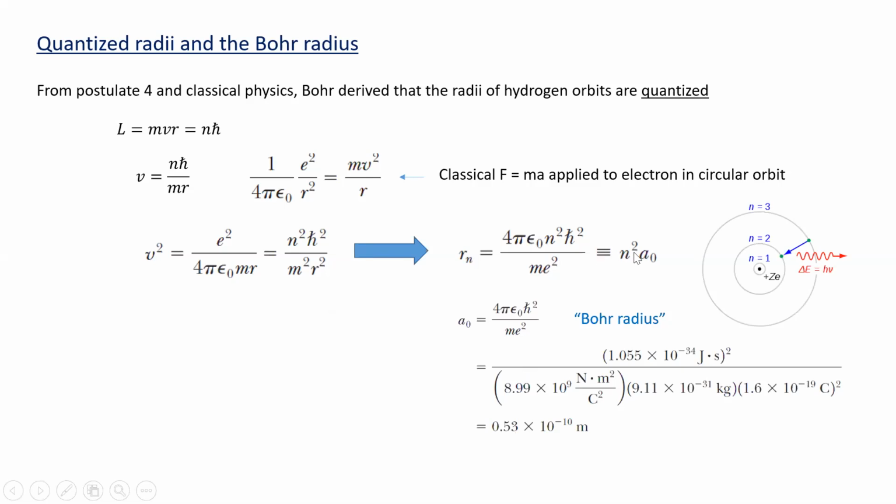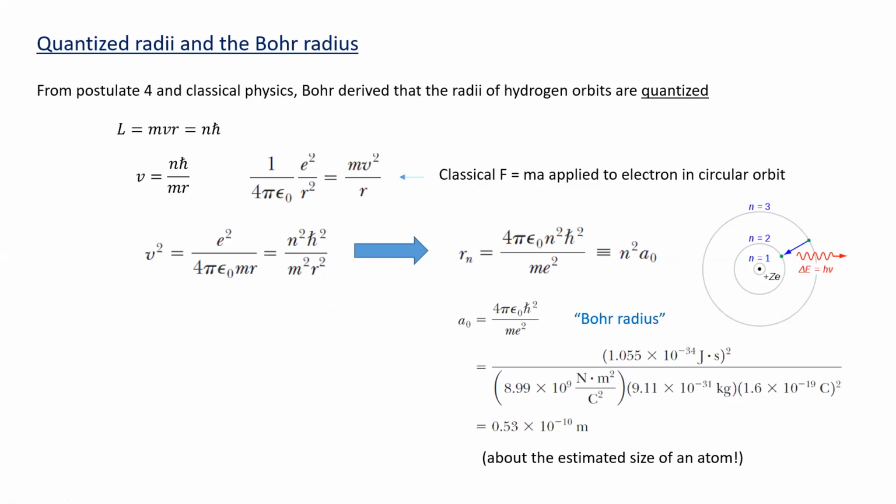And here's a picture of the Bohr radii quantized. So here's 1, here's 2, with n equals 2, n squared would be 4, so this is 4 times the radius. This is n equals 3, so this would be 9 times that radius. And notice it also just shows a transition between states. That's postulate 2 for the emission of the photon.